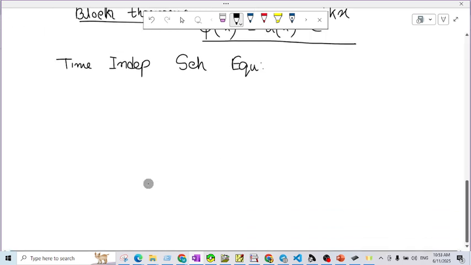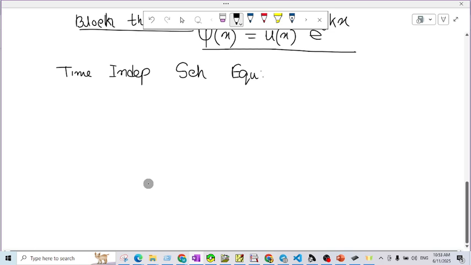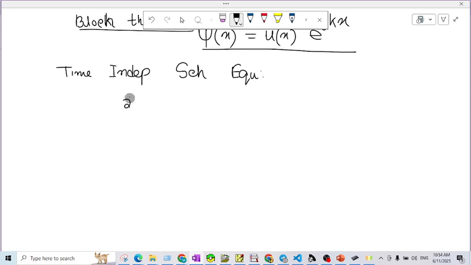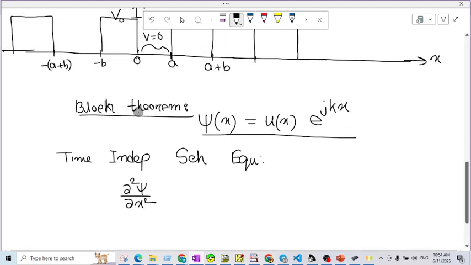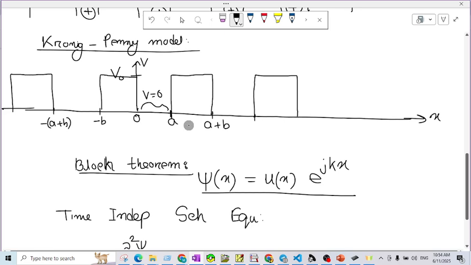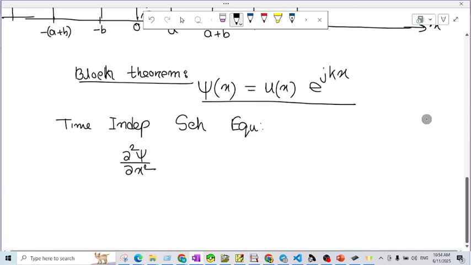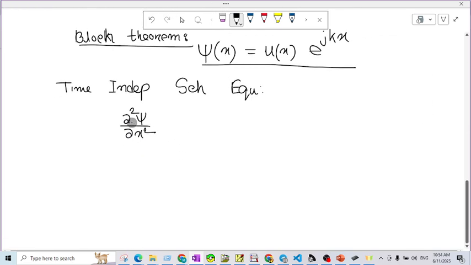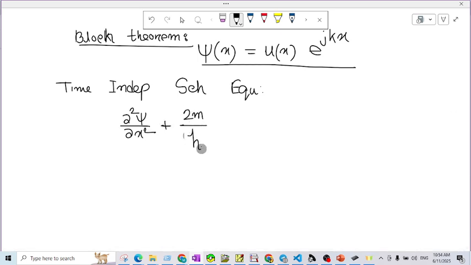So what is the time independent Schrodinger equation? It is d square psi by dx square. One thing, we are working with one dimension, only x, so we have to write the one dimensional equation. Then plus 2m divided by h bar square into (E minus V) psi is equal to 0, where E is the energy of that particle and V is the potential energy.